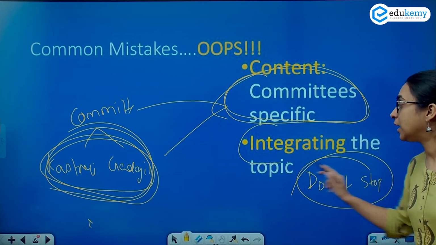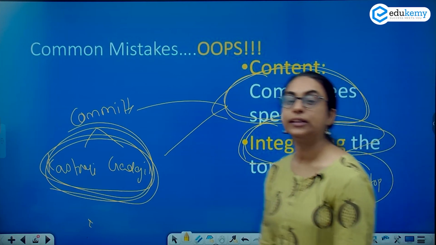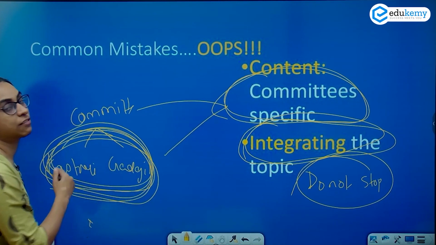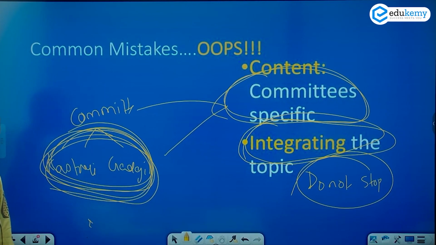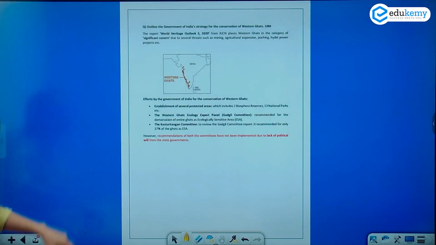So integrating the topic is something that not many candidates would do. Rather, they would simply restrict their answer to these two committees. It's a very short-term perspective if you tend to do so. Okay, now dealing with the question that is the Western Ghat question.